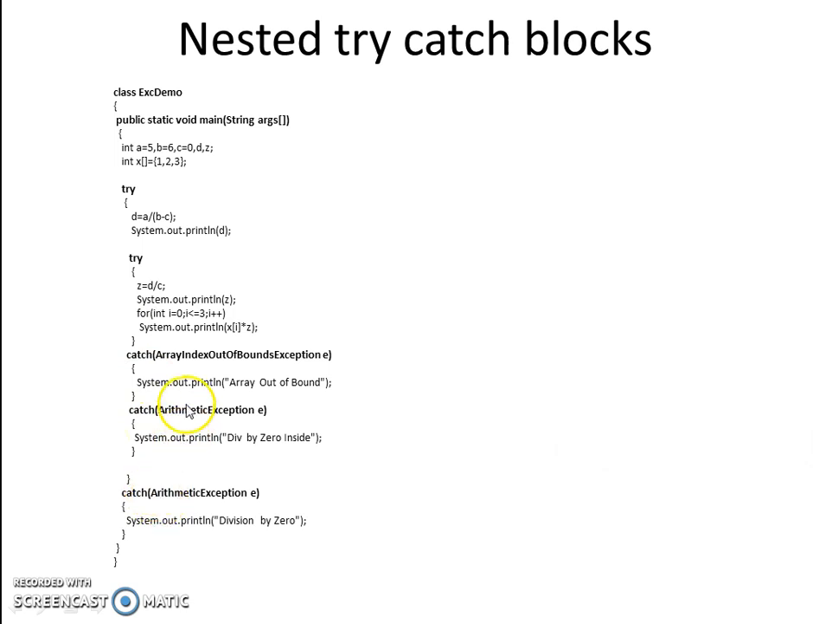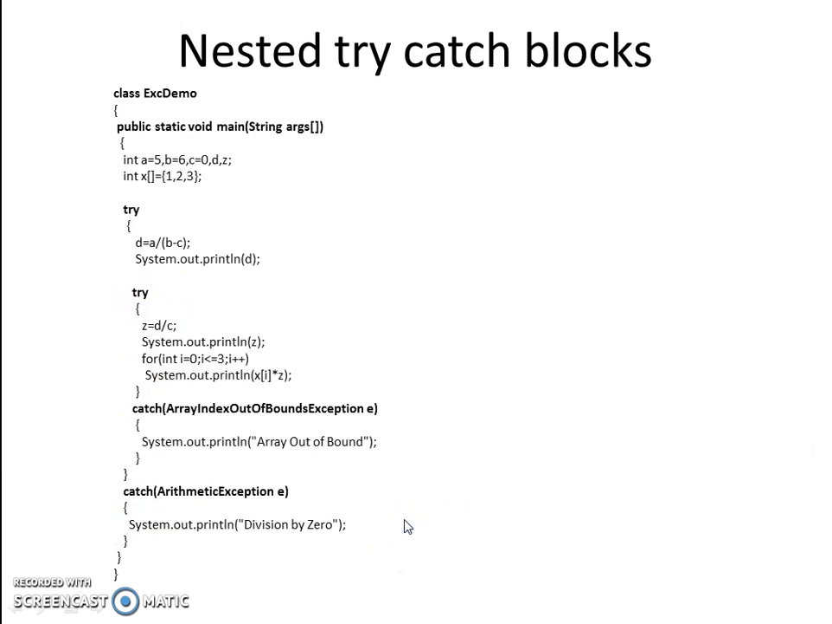As we can see, both the outer as well as the inner try blocks are handling the arithmetic exception. For the inner try block, this is optional. Even if we remove this code, the outer catch block will be able to handle an exception which occurs inside the inner try block. As we see in this program, we have removed the arithmetic exception catch block from the inner try block. Still, if an arithmetic exception occurs here, it will be caught by this catch block.